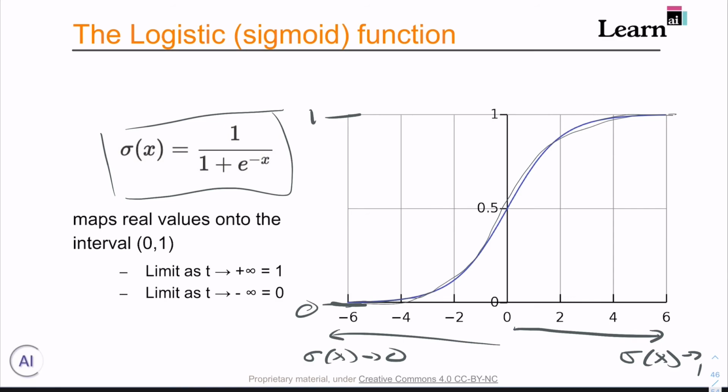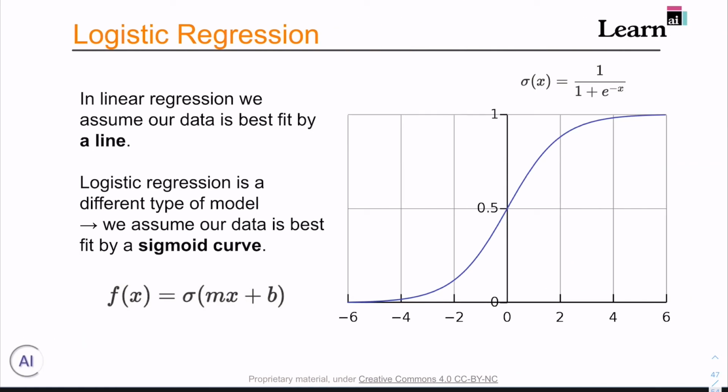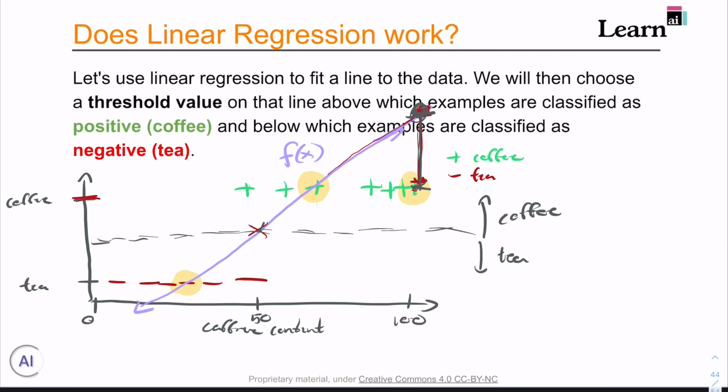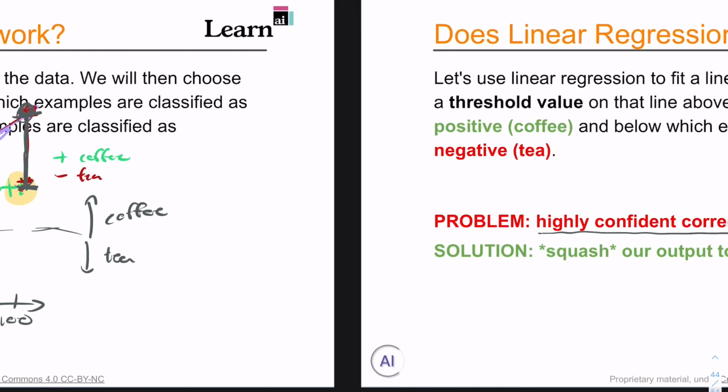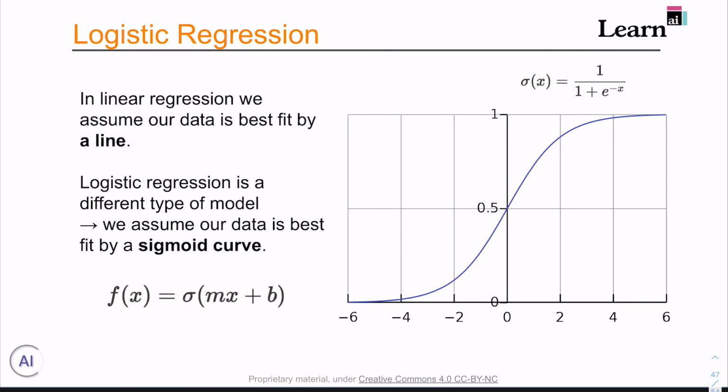So let's see if we can use this for our regression. This is why it's called, spoiler alert, logistic regression. In linear regression, we assumed that the data was fit by a line, and that was our problem here. We assumed that this data was best represented by a line. That clearly wasn't true because a correct prediction resulted in a high loss, and that should never be true. So in logistic regression, we're going to assume that it's best represented by this sigmoid curve.